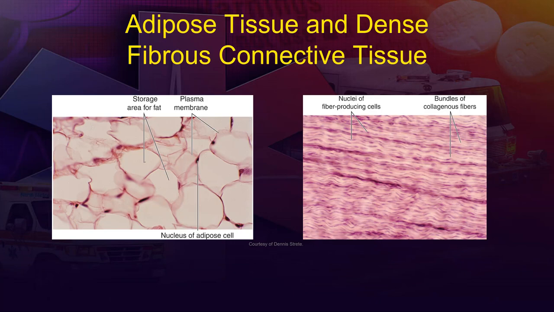This is a picture of adipose tissue and dense fibrous connective tissue. You can see that we have our adipose cell tissue structures, with a very small area with plasma membrane and a nucleus, and then an entire area devoted to the storage of fat, where lipids will be stored for later use. Then we also have our fiber and collagenous fibers. Then we have our fibrous tissue, shown in this slide.